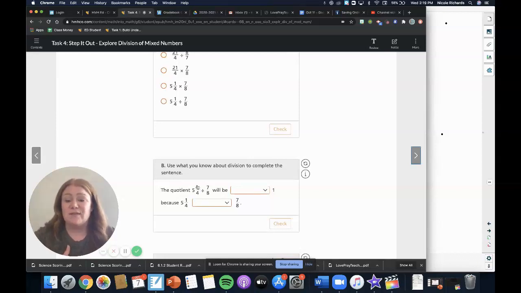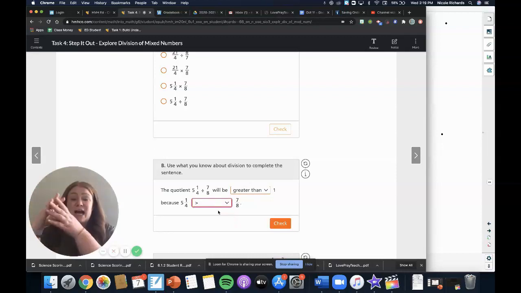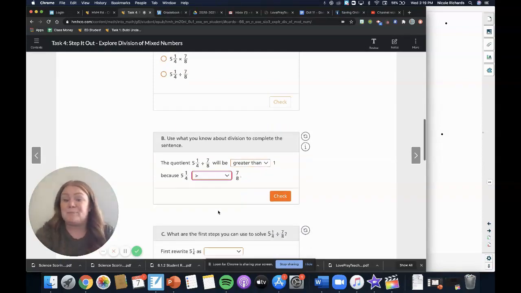The quotient, 5 and 1/4 divided by 7/8 was going to be, so let's think about, I know I'm dividing by a smaller number than 5, so that I get some smaller pieces. That means I've got to have more in my answer. So the quotient is going to be more than 1 because 5/4 is greater than 7/8. So we're going to have more pieces because our divisor 7/8 is smaller.